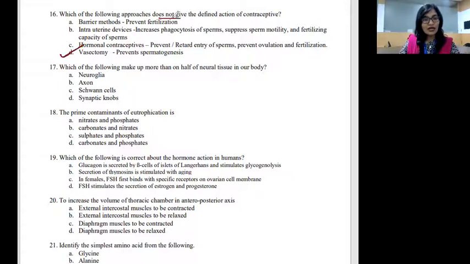You have to choose, do not give. Okay, yes. The next question: which of the following make up more than one half of the neural tissue? If you're going to talk about the nervous system, the nervous systems are actually made up of what? Nerves. And we can say many nerve cells make up nervous tissues.